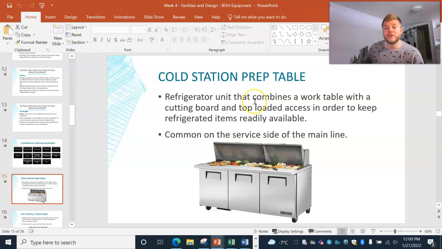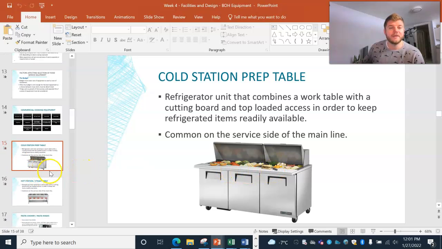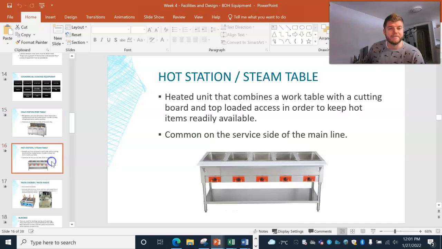So this is a refrigerated unit. It gives you a cold table up here. You would see these at a Subway. So all of their ingredients are there. It's all cold, and they can create the sub on their little area. So nothing too special or new that you haven't seen.